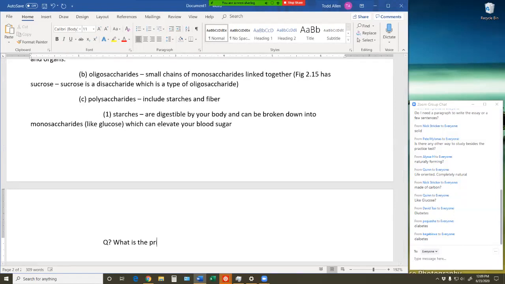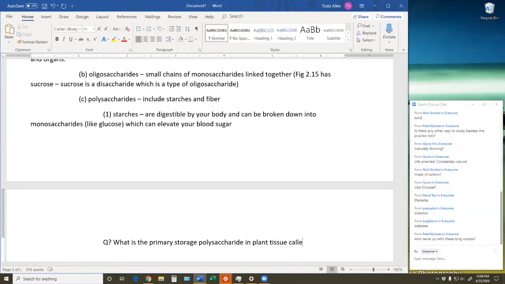What is the primary storage polysaccharide in plant tissue called?